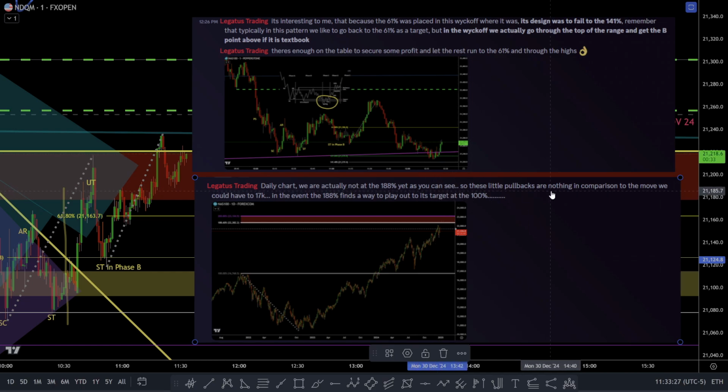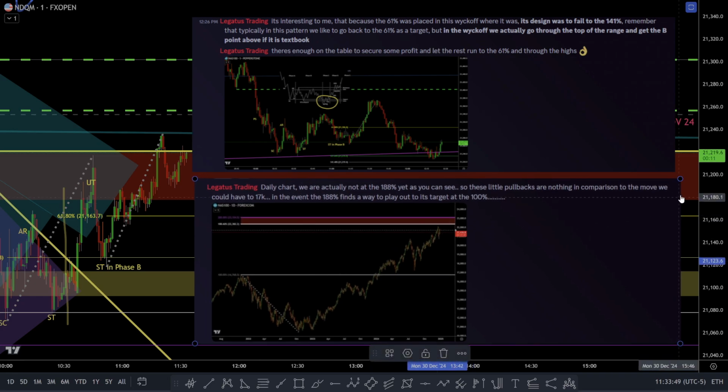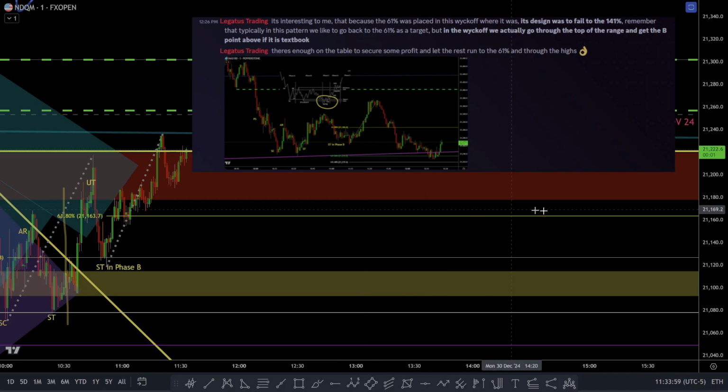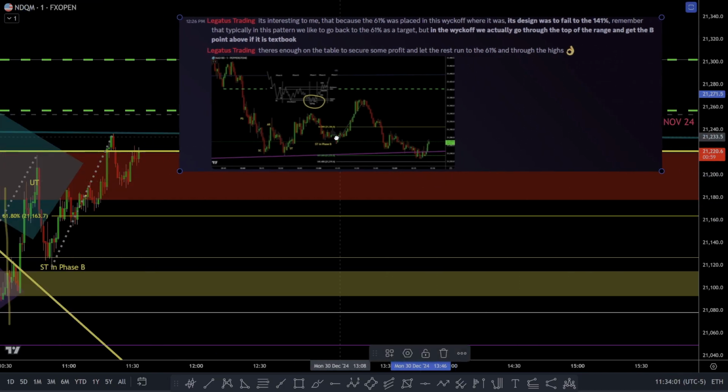So these little pullbacks are nothing in comparison to the move we could do to 17K. You know, literally, if that 188 200 works, if there's any kind of reason that the market would have to make a dump, it might make the stretch all the way down to 17K, and that would be the B point. So falling from our current highs down to 17,000 in the market could be on the table in the event that we catch a movement from that level. It could be incredibly lucrative for a long time.